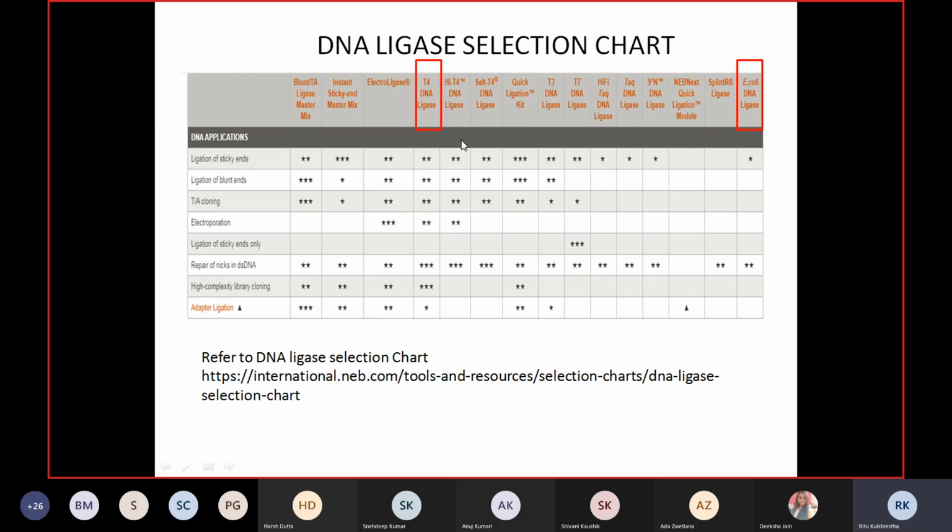Then, mainly I wanted to tell this, and then you can see there are other ligases like T3 DNA ligase, T7 DNA ligase, etc. And what use they are put into is written here. You can just go through it.